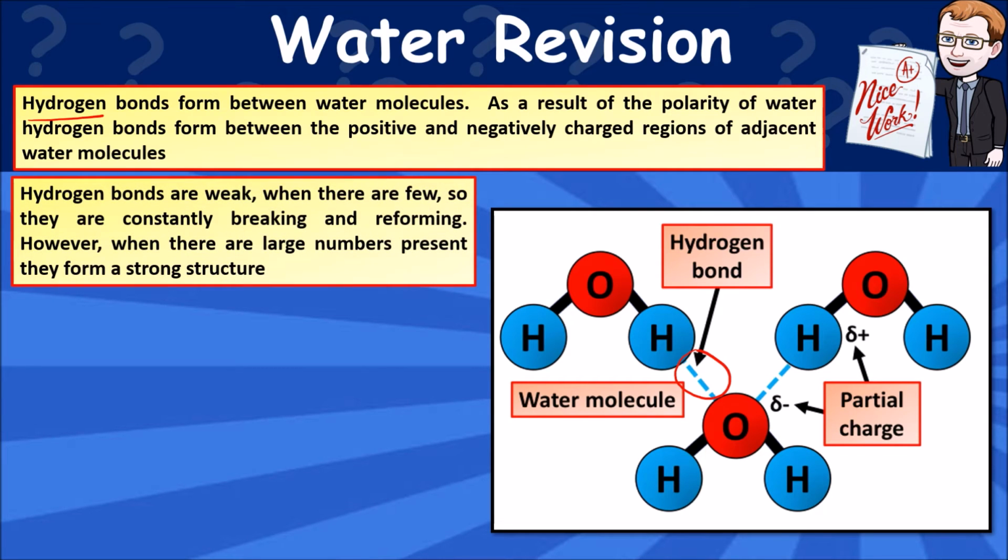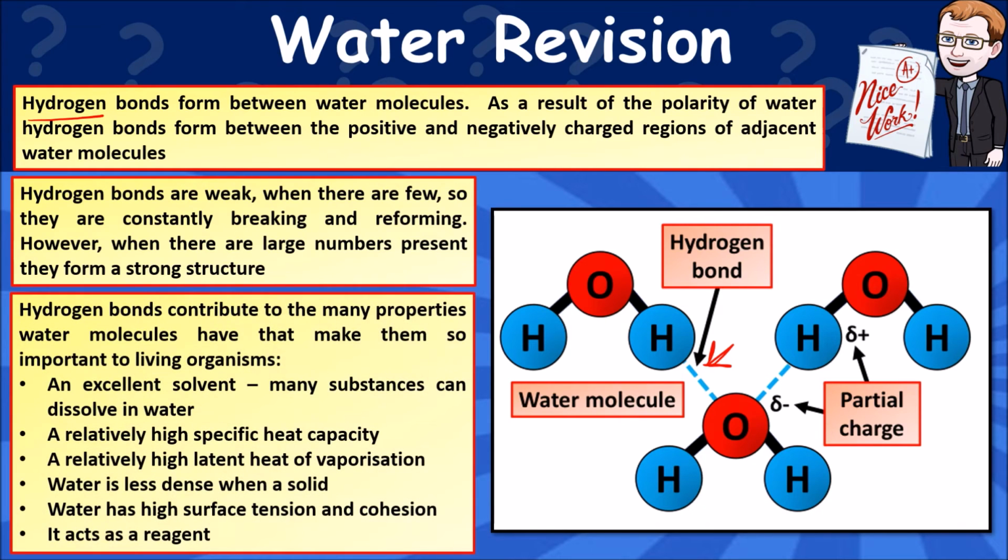Hydrogen bonds, however, are only relatively weak. We can see there that we don't draw in a proper bond. It's only a dotted line showing that it's only a partial bond. When there are few, they are constantly breaking and reforming. However, a large number of them can increase the strength. So hydrogen bonds contribute to many properties of water.